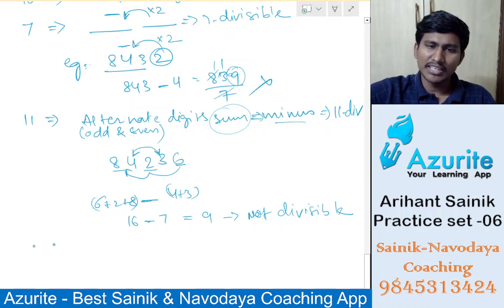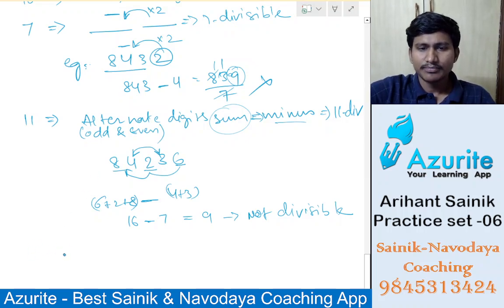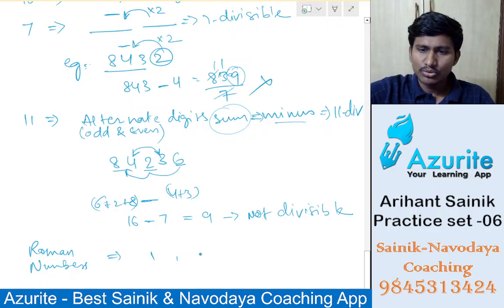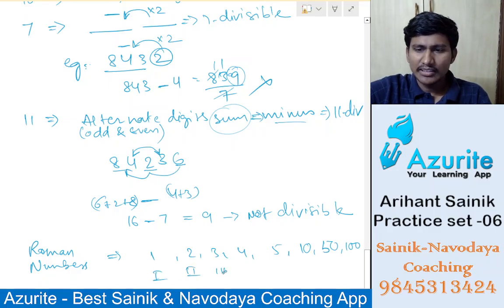Roman numbers, you already know Roman numbers, right? Yes sir, I know. Okay, good. Roman numbers, that is 1 and then 2, then 3, then 4, then 5, then I will directly go to 10, then how much? 50, then 100, like that, okay. So 1 means I, 2, 3, yes, 4, 5, yes, 10 is X, 50 is L, 100 is C, okay.